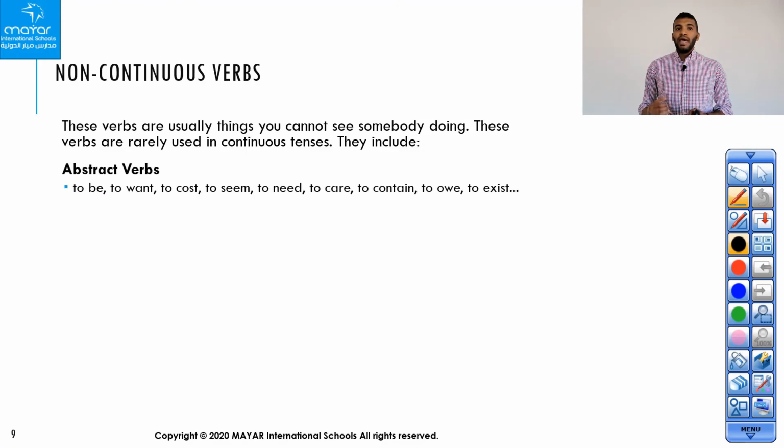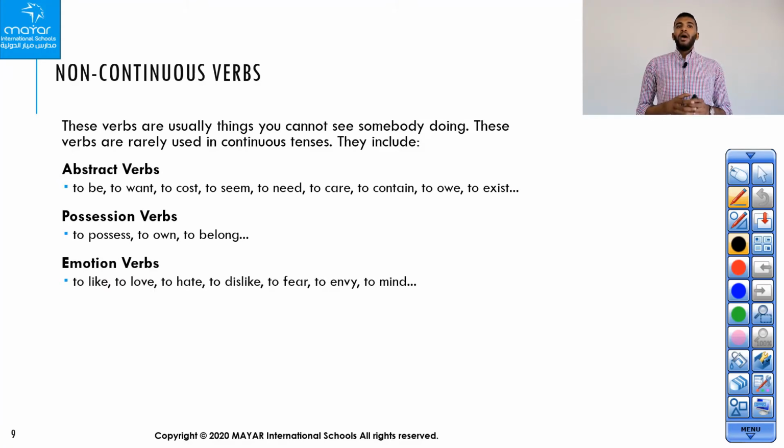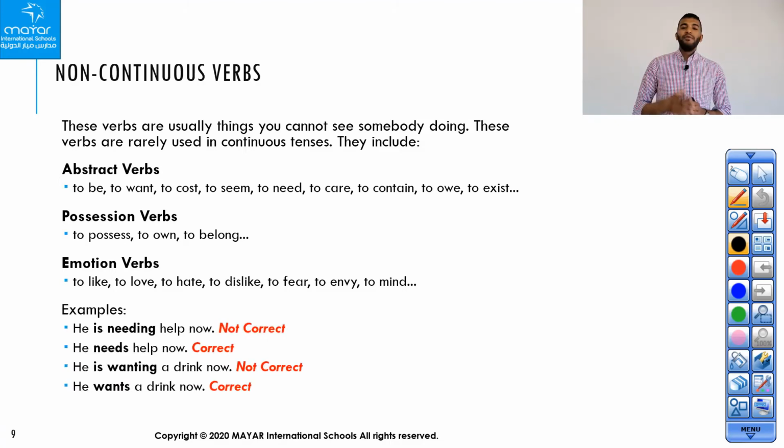They might be abstract verbs like the verb be or want, cause, seem, need. They might be verbs of possession, when you possess something, when you own something, like possess, own, or belong. Sometimes they might be verbs that show emotions, like the verb like, or love, dislike, fear, mind. These show emotions.